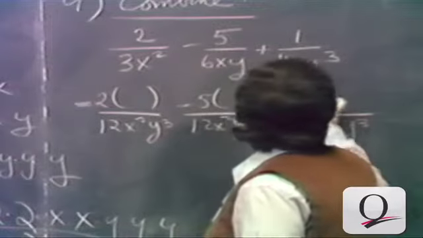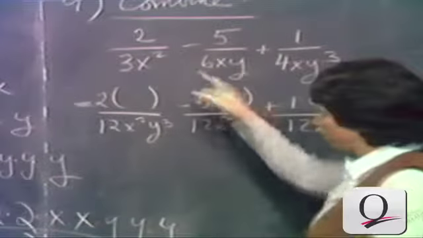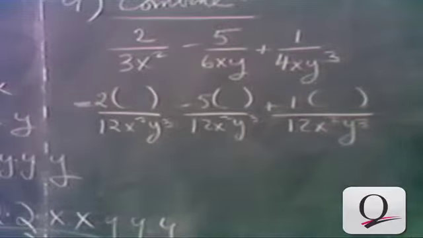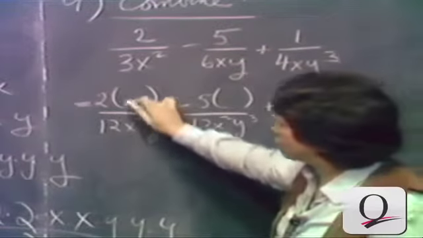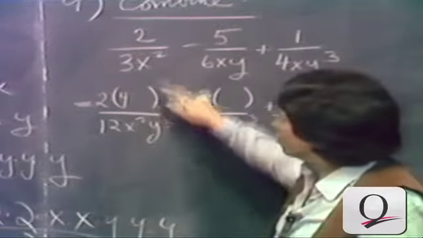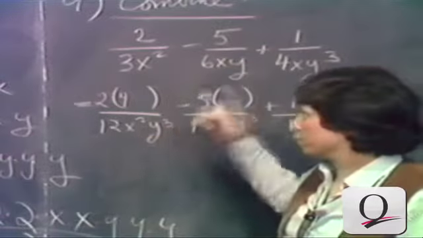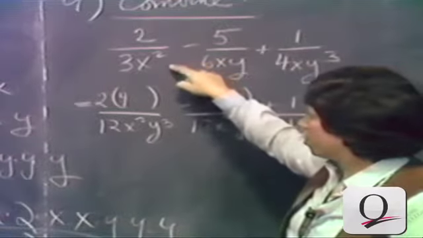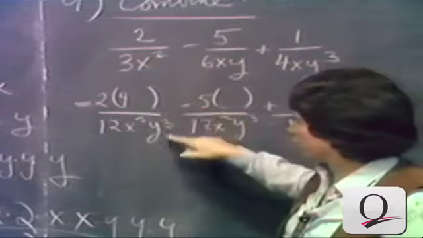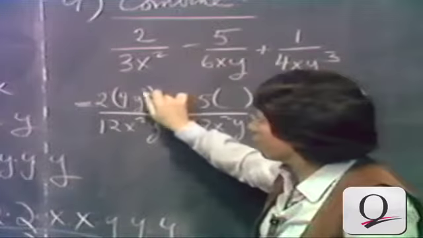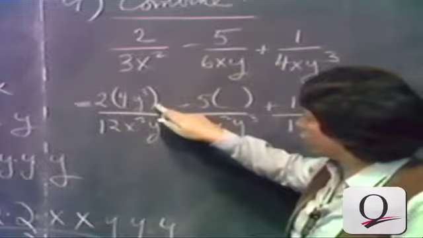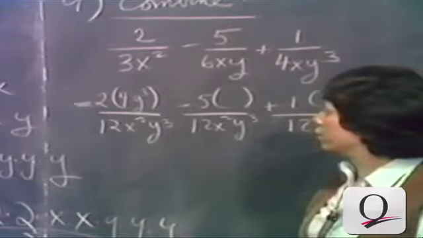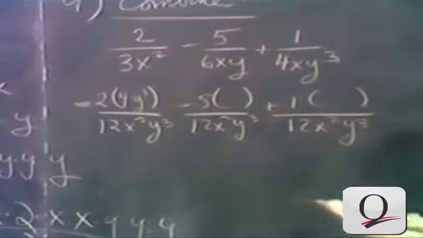OK. We know we're going to have to multiply each of these numerators by whatever quantity the denominator was multiplied. So to go from 3 to 12, we'd have to multiply by 4. To go from x squared to x squared, we'd have to multiply by 1. To go from 1 here to y cubed, we'd have to multiply by y cubed. So if you multiplied this by 4y cubed, you'd get the 12x squared y cubed, and that's what you'd have to multiply the numerator by as well.